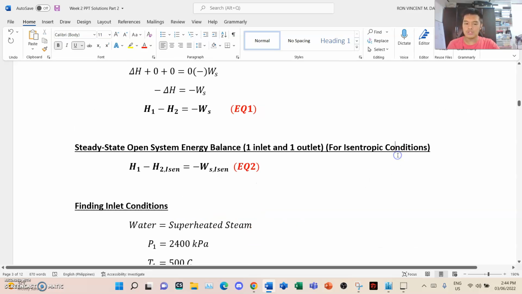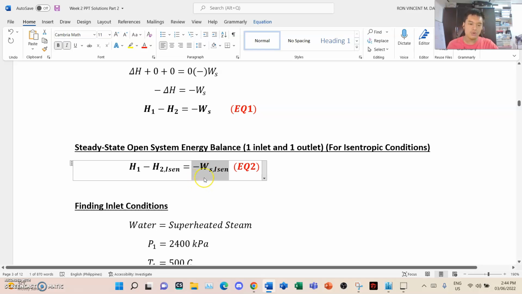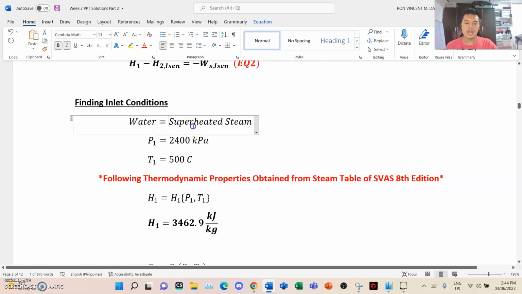In terms of isentropic conditions, the outlet enthalpy at isentropic condition is subtracted from the inlet enthalpy, which yields the maximum produced shaft work at isentropic conditions. In order to get the maximum produced work, it must be identified and calculated at isentropic conditions. So, we need to find the inlet conditions of water. Water is acting as superheated steam at the initial pressure and initial temperature, and we need to find its enthalpy and entropy.